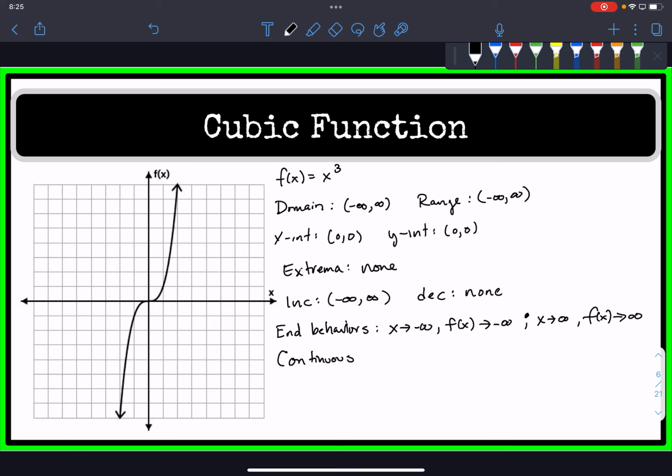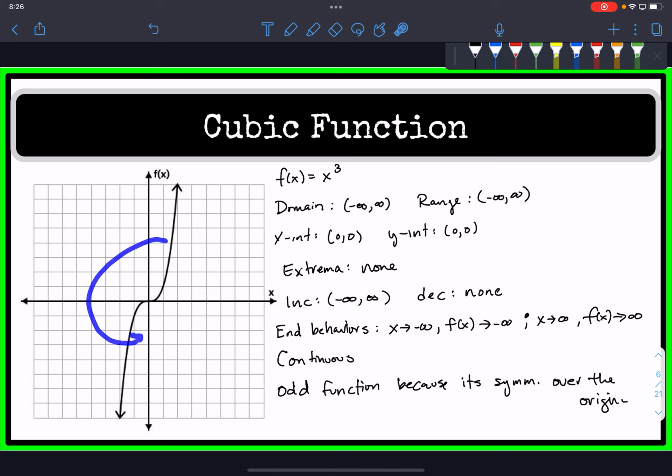And this one is an odd function. Just like the linear function, it's odd because it's symmetrical over the origin. So as you can see again, if I was to rotate this 180 degrees, flip it upside down, the graph will look exactly the same.